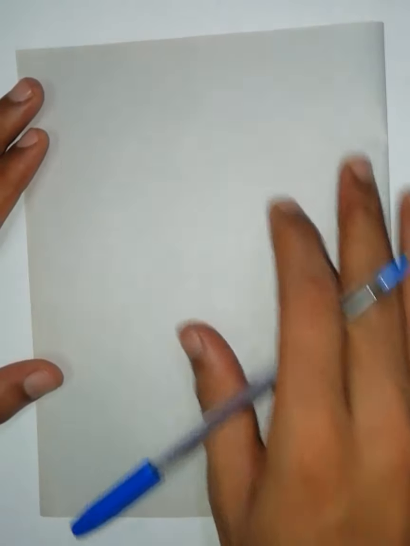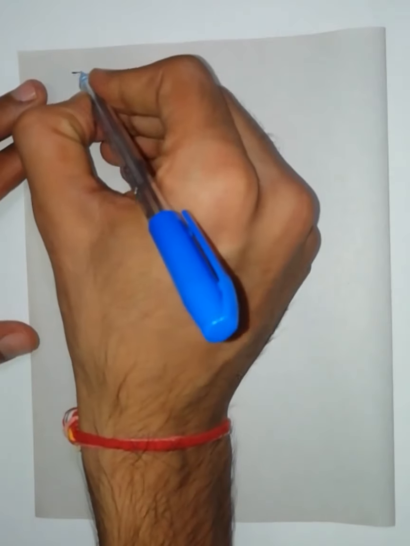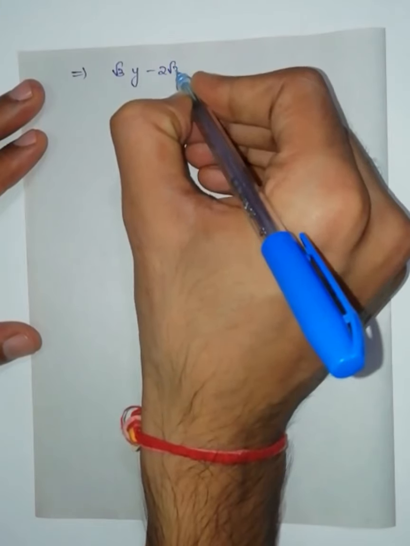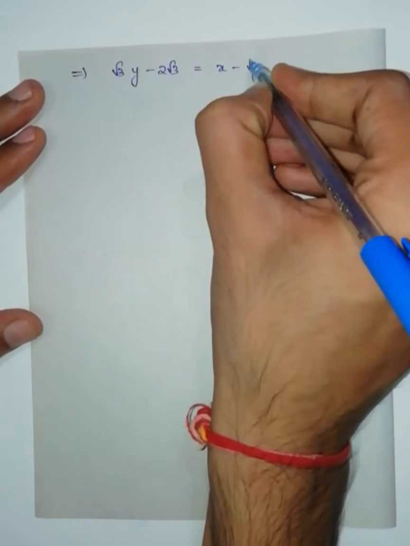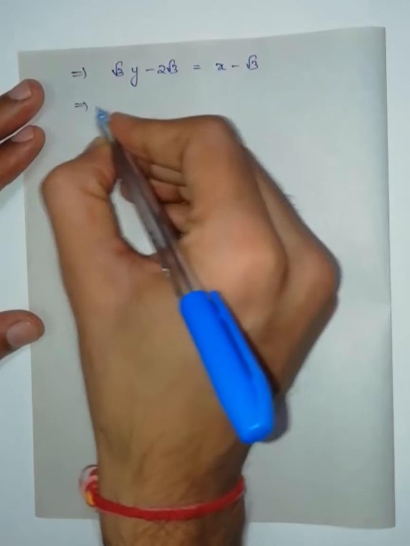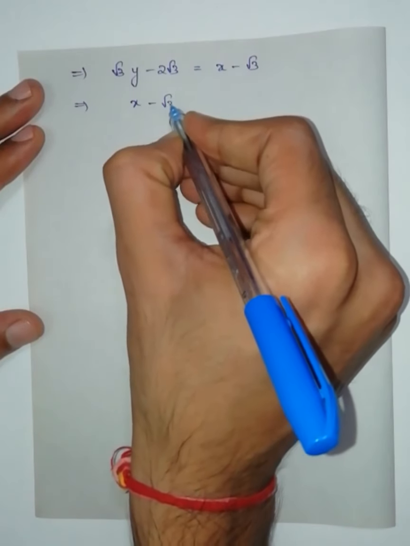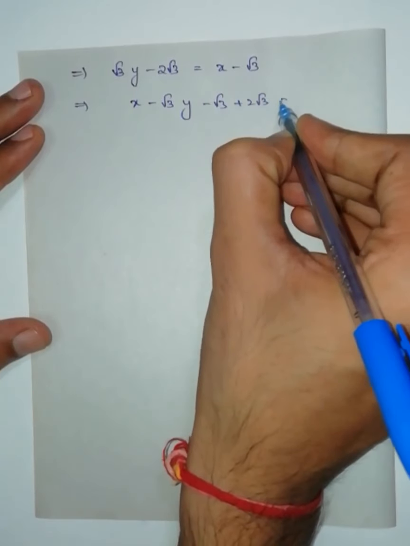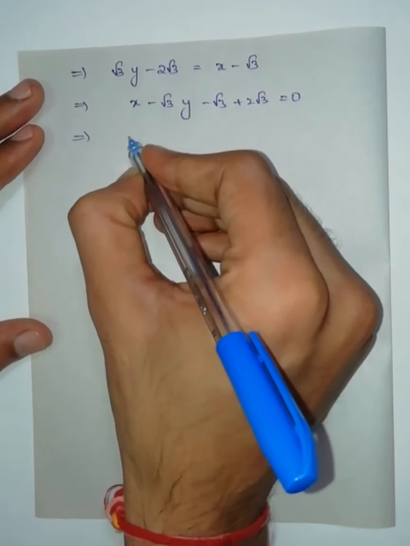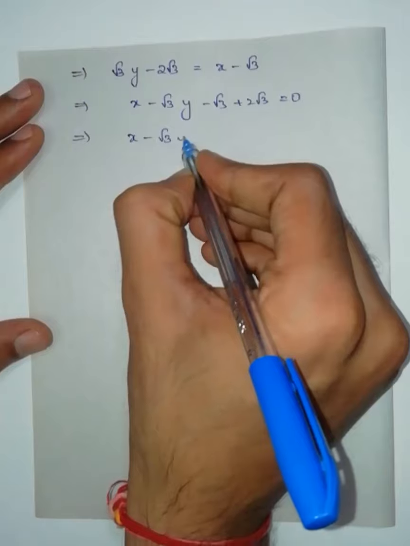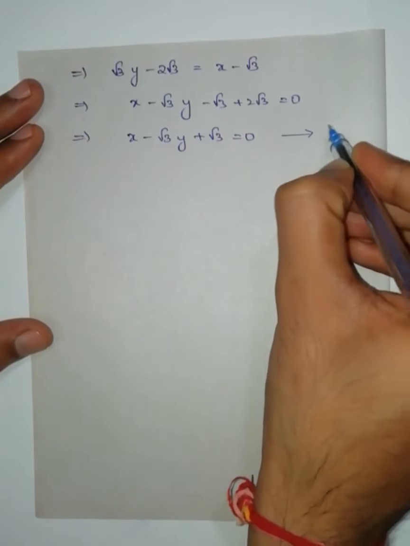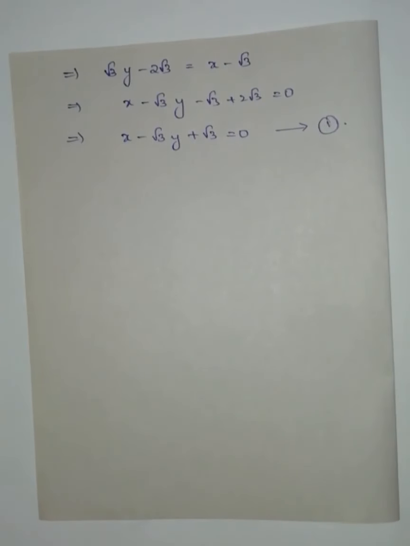If I make a cross multiply, I will get root 3y minus 2 root 3 is equal to x minus root 3. Now take all terms one side, x minus root 3y minus root 3 plus 2 root 3 is equal to 0. This implies x minus root 3y plus root 3 is equal to 0. Equation number 1.